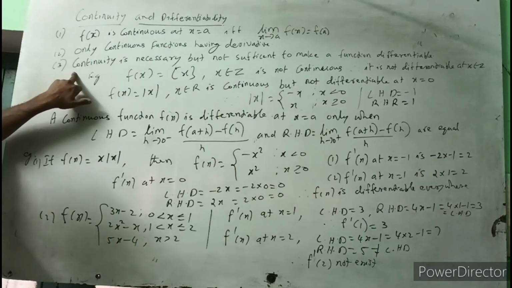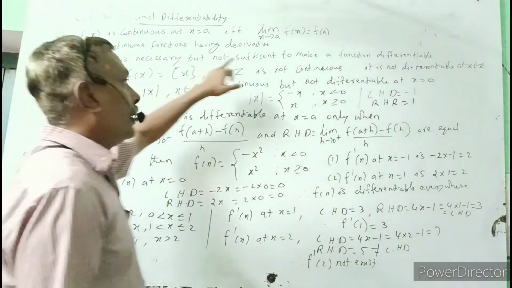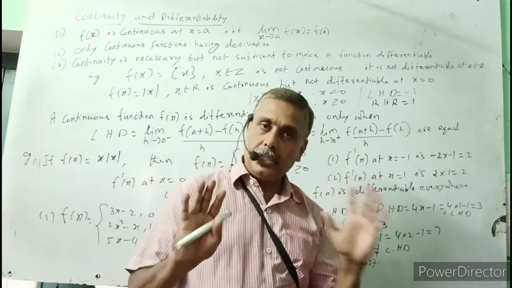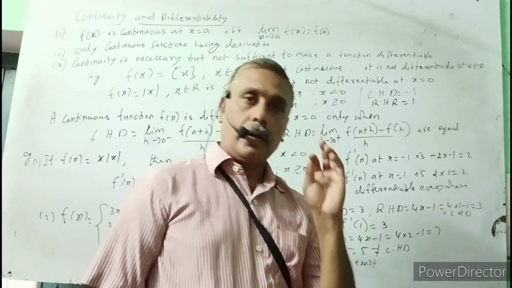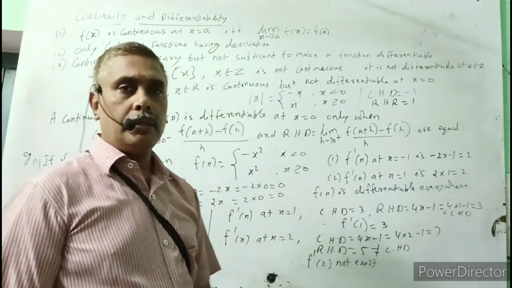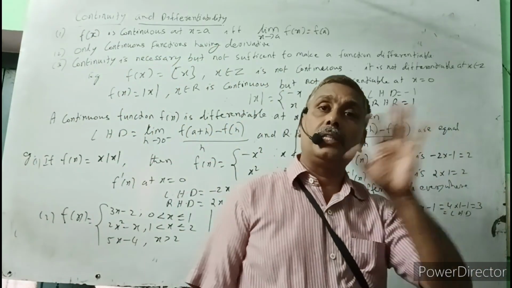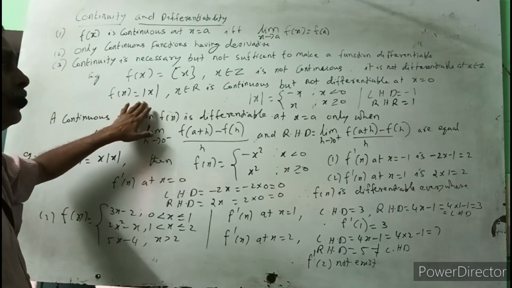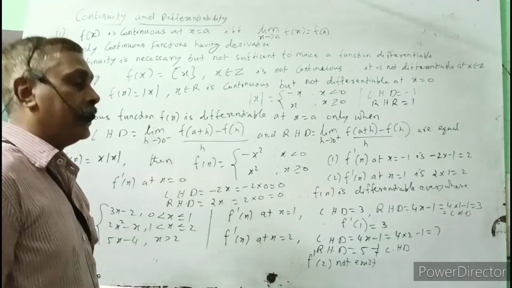Now the third point, that is another important thing. Continuity is necessary but not sufficient to make a function differentiable. Continuity is compulsory, but that is not enough. If not continuous, 100% not differentiable. All differentiable functions are continuous, but all continuous functions are not differentiable. Now, what additional thing is required is written in the next section. Let us see what that is.